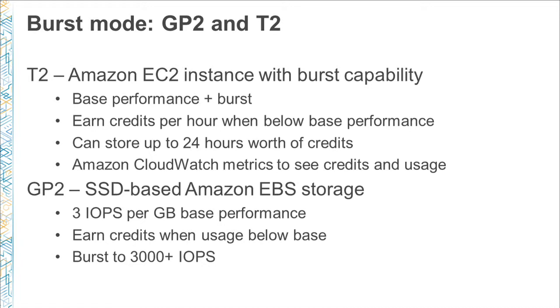The nice thing with the T2 line is you get CloudWatch metrics, which I'll show you, that show you what credits you have and how you're using them. We just introduced a while back GP2, which was the other burst mode companion to this, which is SSD-based storage, but it's giving you IOPS as your credits. So you get 3 IOPS per gigabyte. If you don't use those 3 IOPS, you store them up, and then you can burst. This is really nice because it allows you to have some variability in your workload and not have to buy way too much.